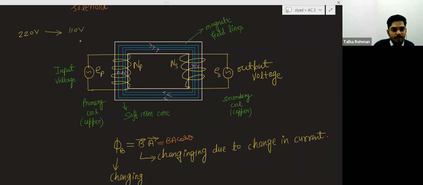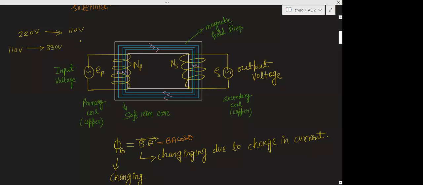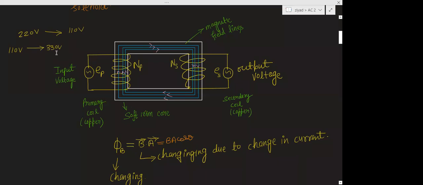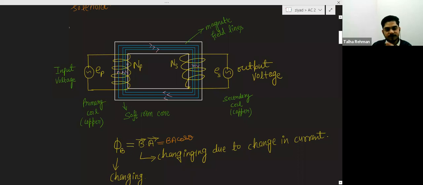Suppose in our home the supply is 110 volt and we want a higher voltage of, suppose, 330 volt. So we will use a transformer. The transformer will transform 110 volt into 330 volt. So this will be done according to the requirement.